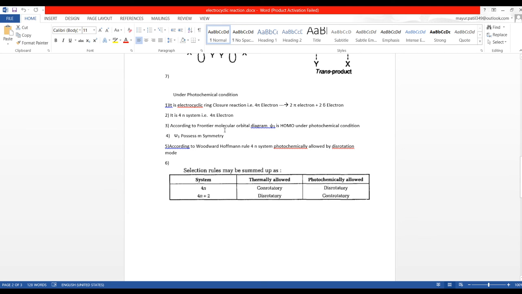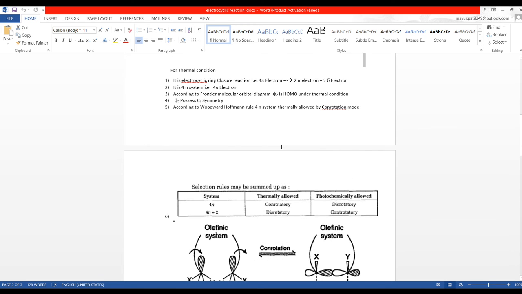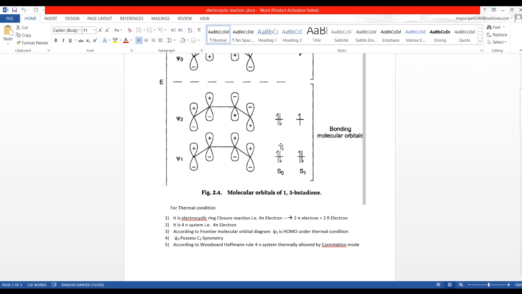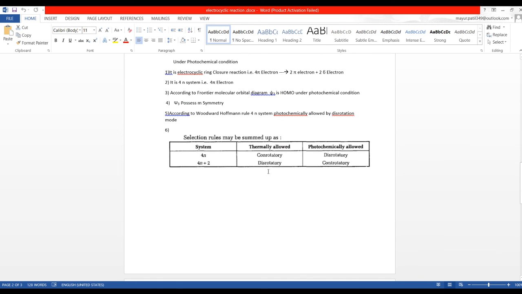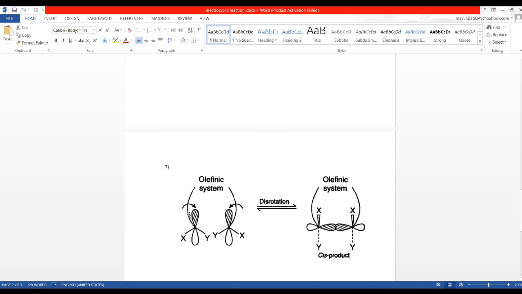The system remains the same. According to the frontier molecular orbital diagram, psi3 is the HOMO under the photochemical condition, while psi3 possesses mirror symmetry. According to the Woodward-Hoffmann rule, for a 4n system photochemically, because psi3 possesses mirror symmetry, disrotation mode cyclization will be possible. Therefore, according to the cyclization rule, the disrotation mode is possible under the photochemical condition for the 4n system. Disrotation means one terminal orbital rotates in a clockwise direction, while the second terminal orbital rotates in an anti-clockwise direction.